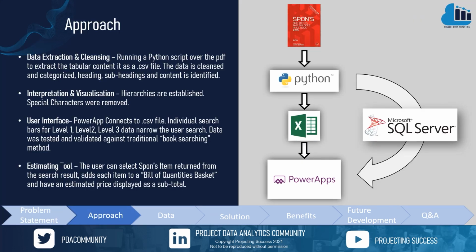We approach this challenge by breaking it down into 4 distinct steps. The data extraction stage exports the PDF to CSV using Python scripts. Then, the data is manipulated to preserve hierarchies. The third stage connects the exported CSV file to PowerApps to create a user interface. And finally, an estimating tool was created to allow estimators to search for items and add them to their quotes. This digitizes the estimating process and creates time savings.